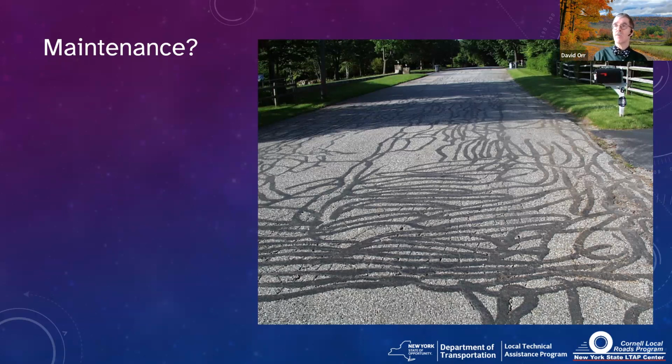Here's an example. A town was spending $30,000 a year 30 years ago. So we're probably talking double that or more. And it wasn't really helping. It was actually making things worse. I'd rather do nothing than do a poor repair.